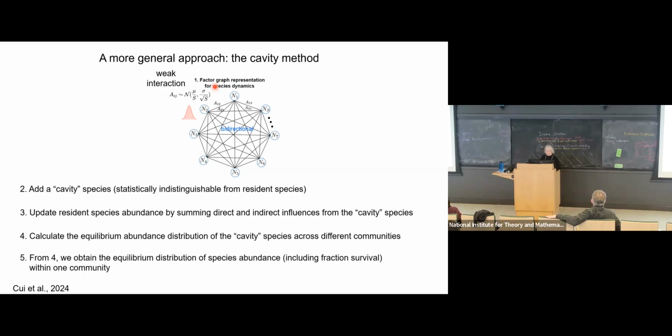But the big trick is that because the cavity species is statistically indistinguishable from the resident species, if you look at the distribution of the cavity species across communities, the abundance distribution is the same as the distribution of species within a community. So then for generic communities, you can get the fraction of species that survive, and if they survive, what the abundance distribution is.